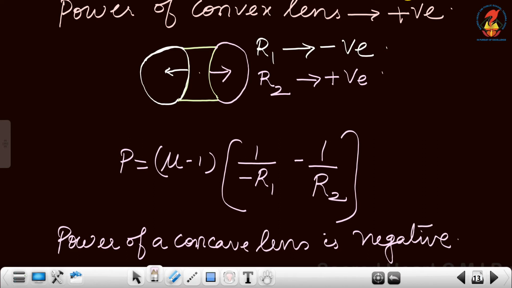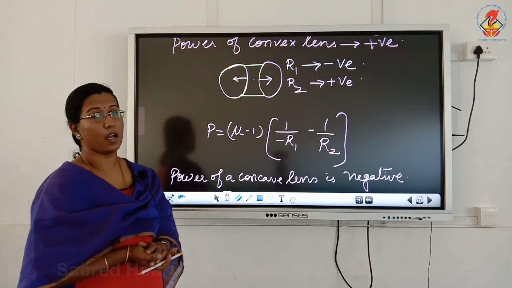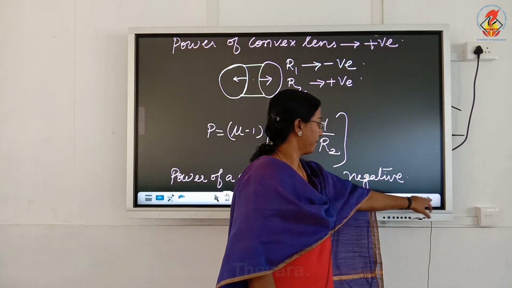So if your eye specialist suggests for you to use a lens which is having negative power, means they are using a concave lens, else you will be using a convex lens. Okay.